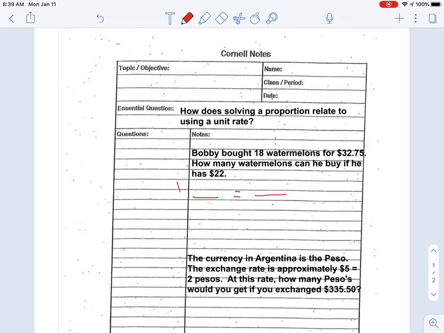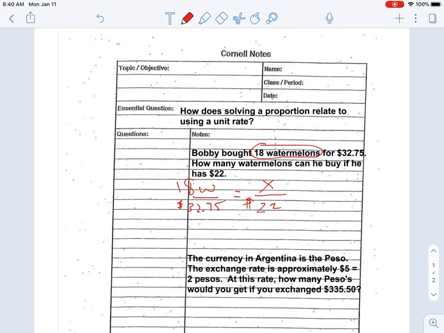Now, I'm going to put 18W on the top because that stands for 18 watermelons. Now, I'm also going to put 32.75 on the bottom. At this point, it says how many watermelons can he buy if he has $22? Well, since the dollars are on the bottom on the left fraction or the left ratio, I'm going to put $22 on the bottom on this right fraction, and now I'm going to put an X up there.